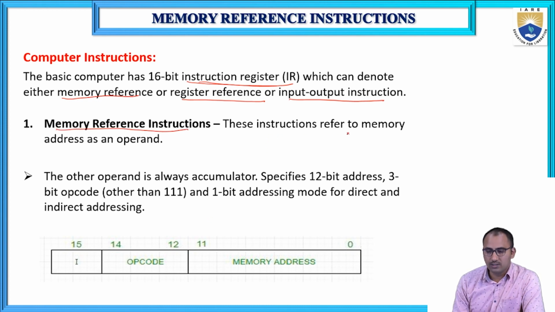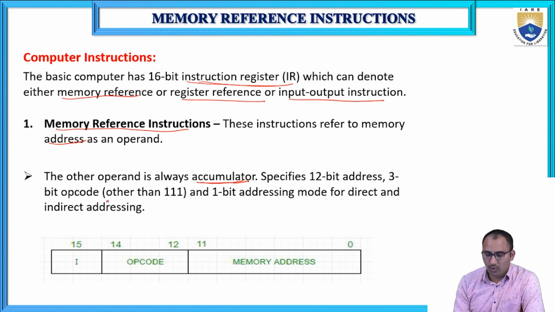These instructions refer to a memory address as an operand. The other operand is always the accumulator. Suppose you are performing any operation, it definitely requires two operands. One of the operands will be stored in the accumulator, and the other operand will be stored in the memory. Using the two operands, it will perform a certain operation.